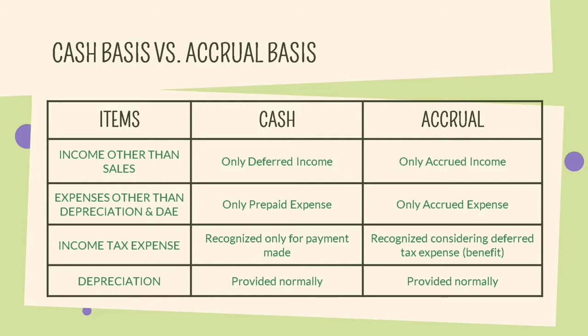Expense other than depreciation and doubtful expenses. Under cash basis, only prepaid expense. Prepaid expense are those expenses that is already paid but not yet incurred, while accrual only accrued expense. And accrued expense are those expenses that is already incurred but not yet paid.